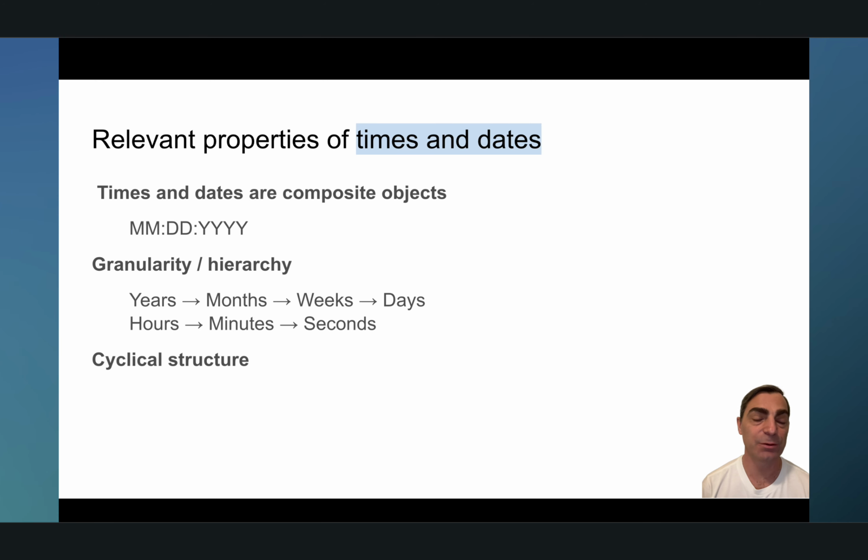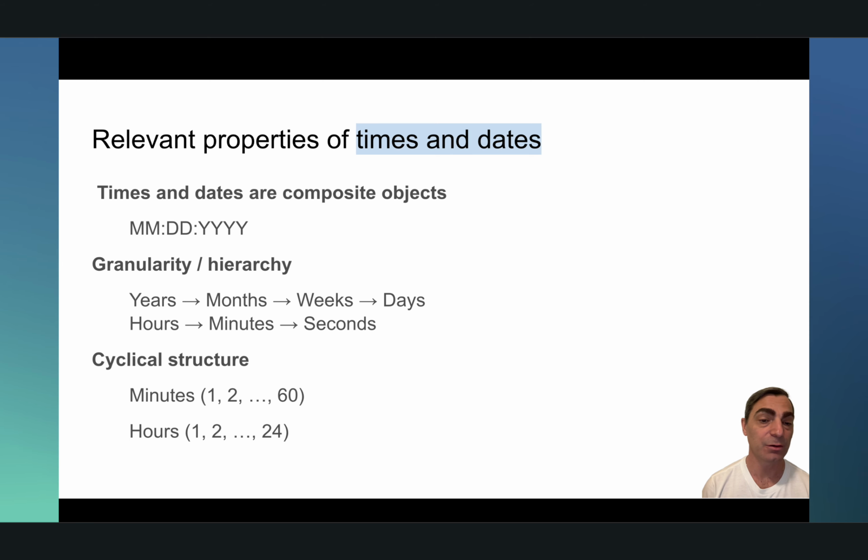The last element that I want to highlight about times and dates that is really unique to times and dates is that time can be represented through a cyclical structure. What do I mean by that? I mean that if we look, for instance, at the minutes of the hours, you go from 1 to 60, and then it comes back to 1. So time is circular. And hours, for instance, are also circular. The hours in a day, they go from 1 to 24, and then they start again.